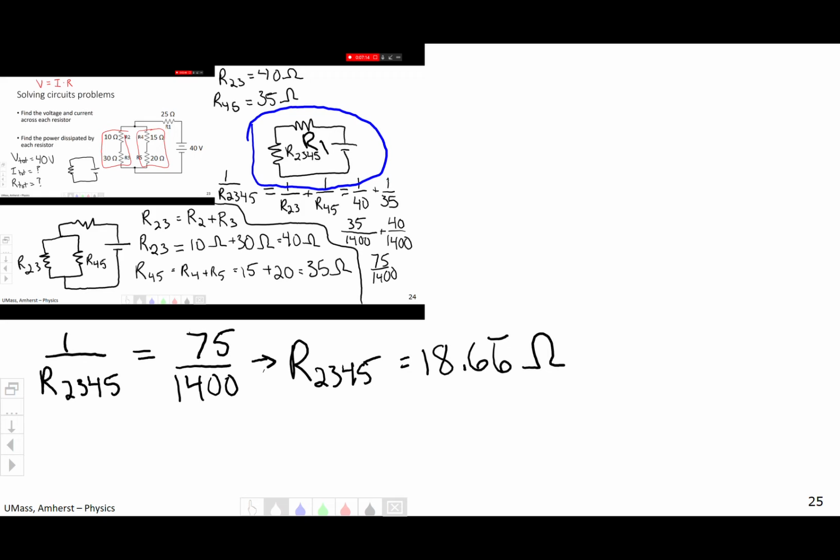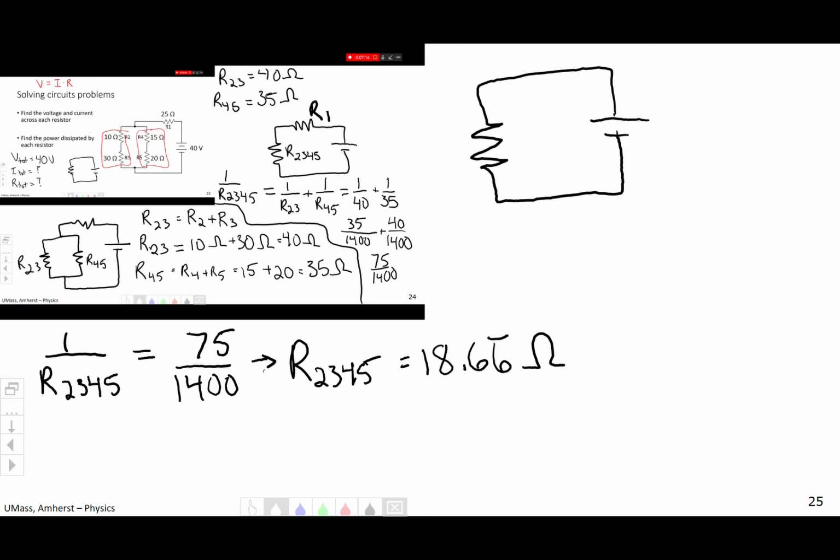R1 is right there. So I'll redraw that a little larger, so we can get that R1. Great. Now we want to simplify that to the simplest possible circuit. That is going to be one source of EMF and one resistor. This is going to be our total resistor.